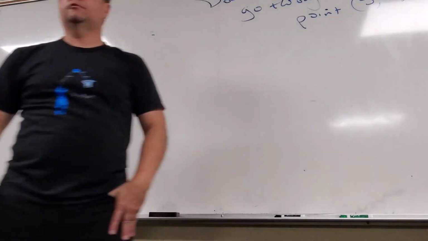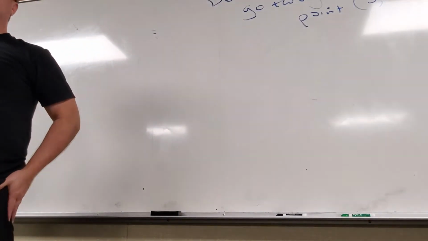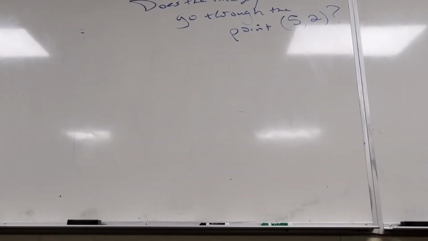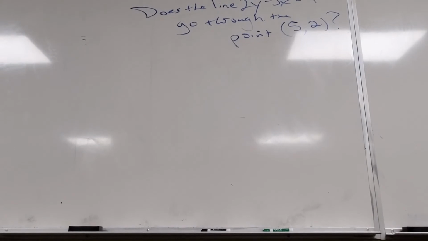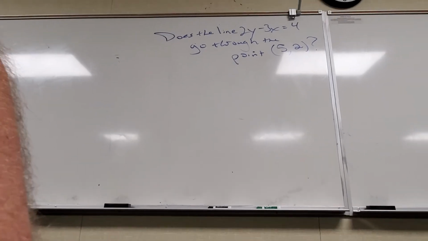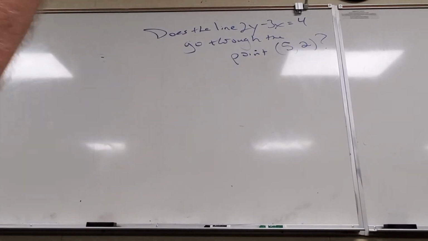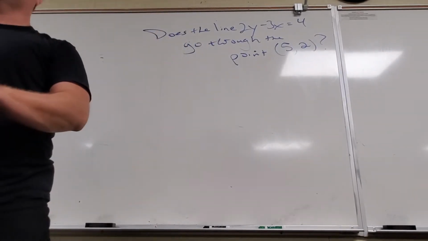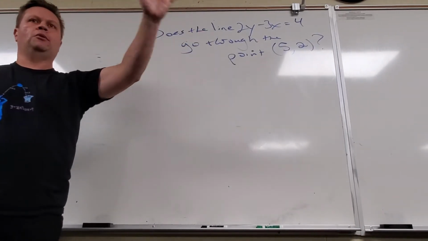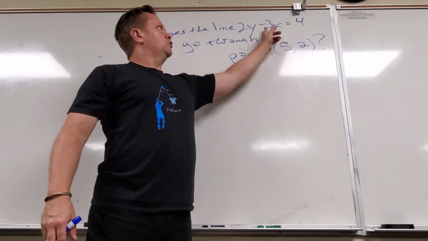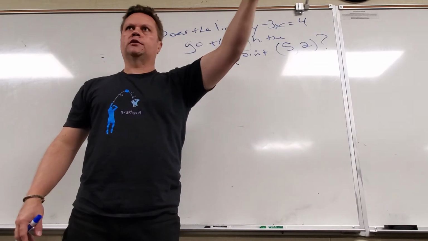All right, here's something real quick. How do I check to see if that line goes through that point? If it does, what should happen? 4 would equal 4. I love that. In general, if any line goes through some point, then these values should work in the equation, right?